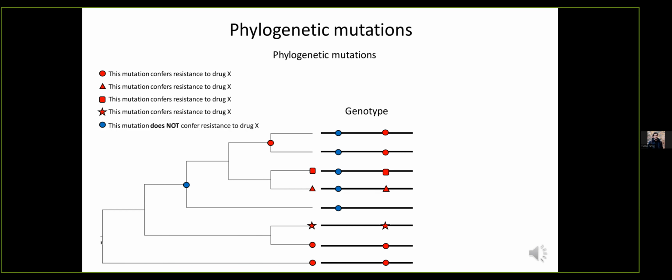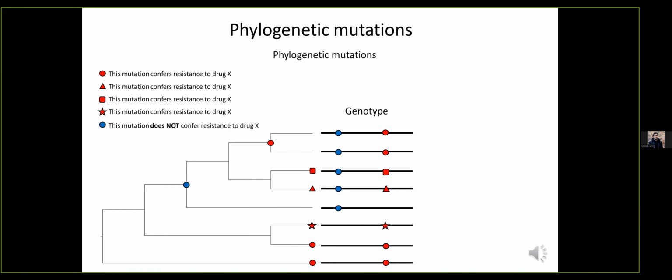Of course, there is no other possible explanation, because what would happen if the blue mutation happened here? Well, then we should observe this blue mutation in all the strains, but we only observe it in these. So basically, a phylogenetic mutation is a mutation that is shared by different bacteria, or different organisms, because the ancestor of all those organisms had that mutation. And why is this important and interesting in the context of drug resistance? I will explain it in a moment.